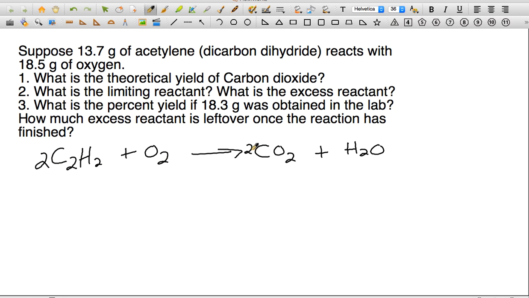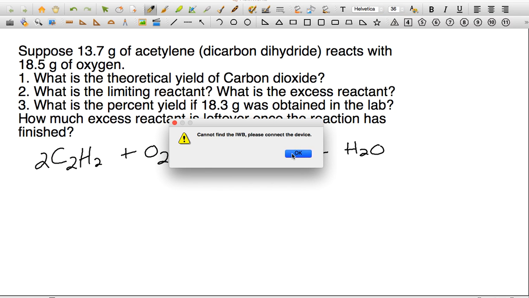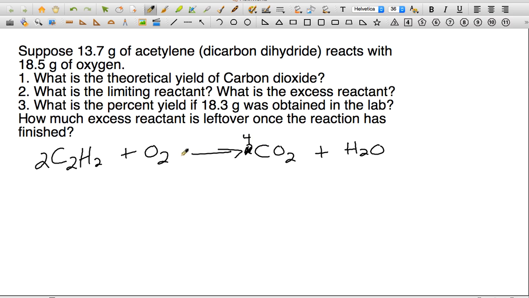We changed to 4 carbon. This becomes 4 carbon. Oops, sorry. 4 carbon. We doubled our hydrogen. This becomes a 2. So now 4 times 2 is 8 plus 2 is 10. 10 divided by 2 is, there's that 5 we were looking for. Okay, so we've got our balanced equation.